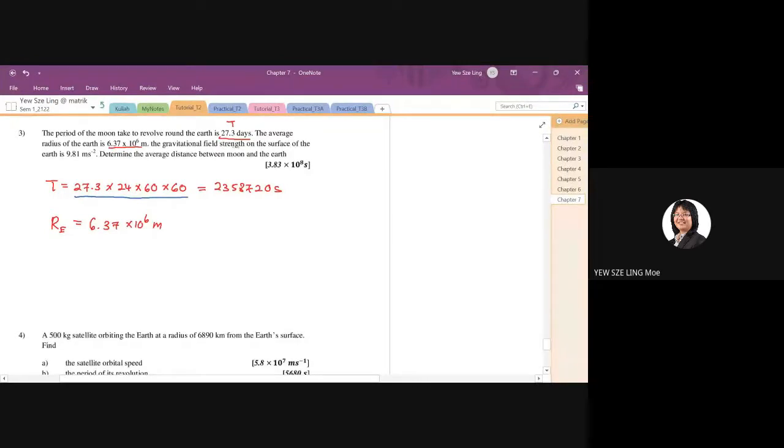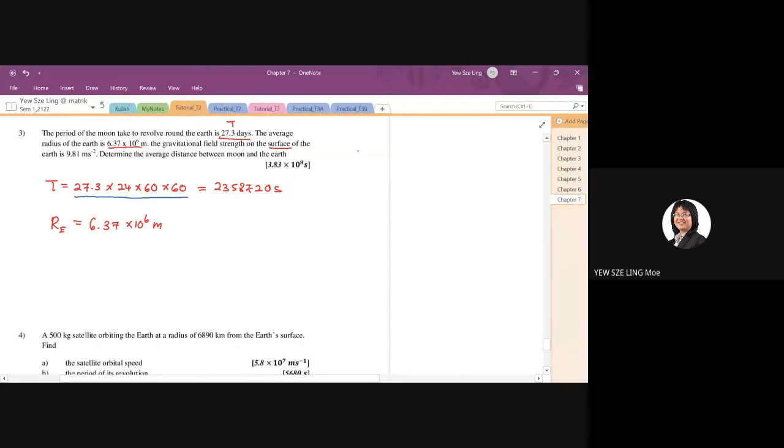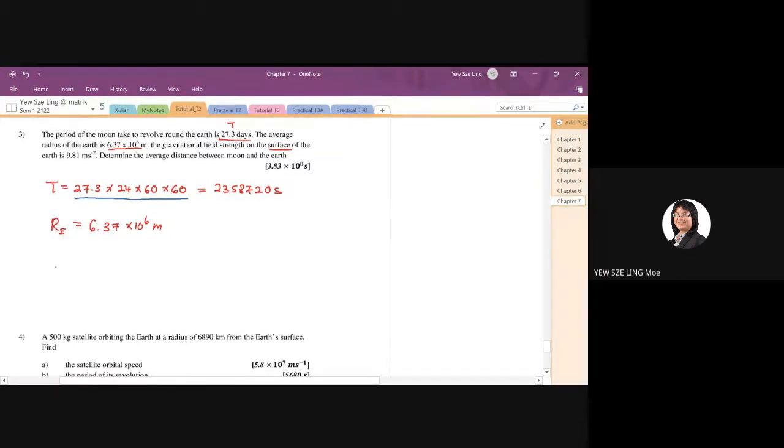And the gravitational field strength on the surface of the Earth. So now what do you have? You have g equals GM over this R squared.